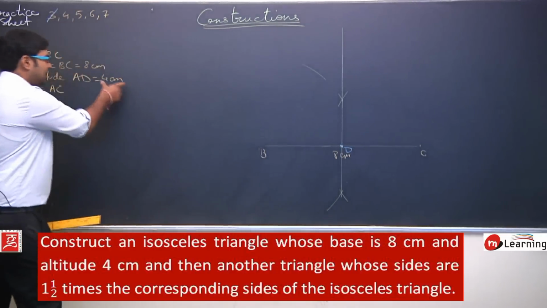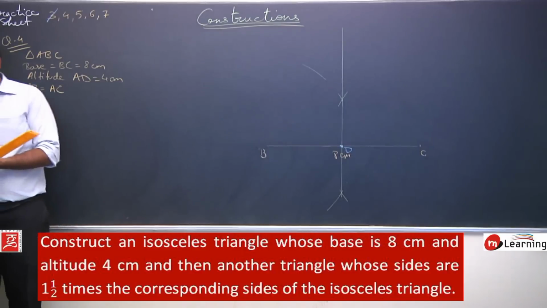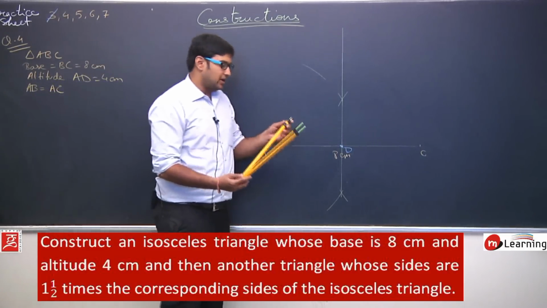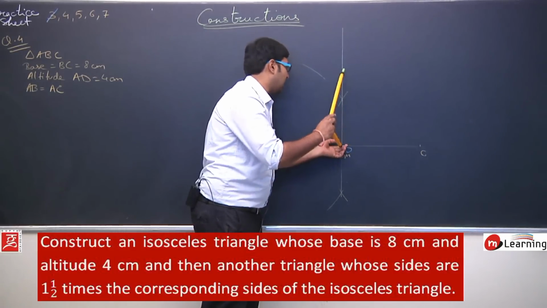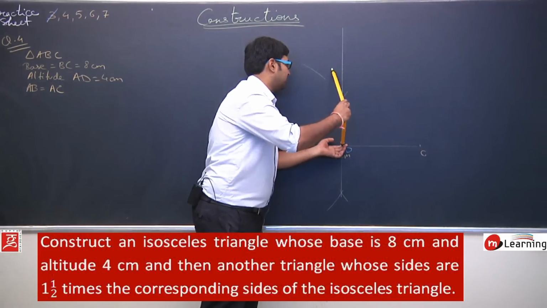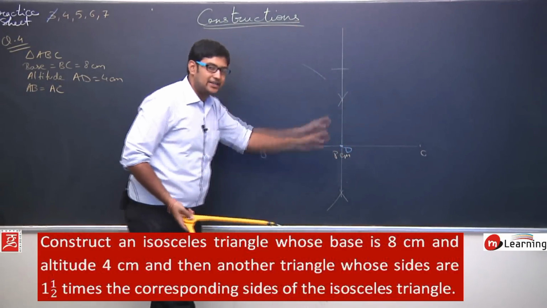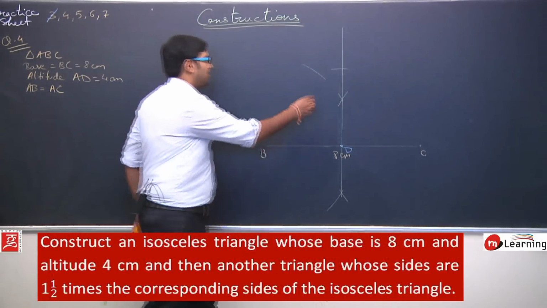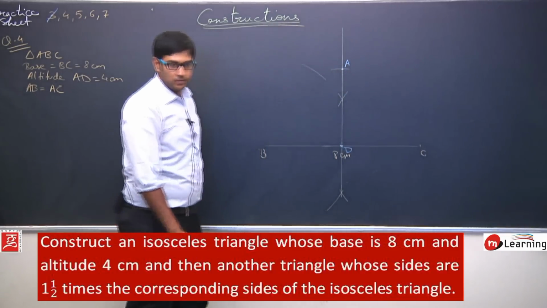Now I can see AD is 4 centimeters. So I will take 4 centimeter length. Okay, so I have taken 4 centimeter length, and I will put the needle of the compass at point D and mark an arc of 4 centimeters like this. And the point where this arc intersects this perpendicular bisector will be my point A. This will be my point A.